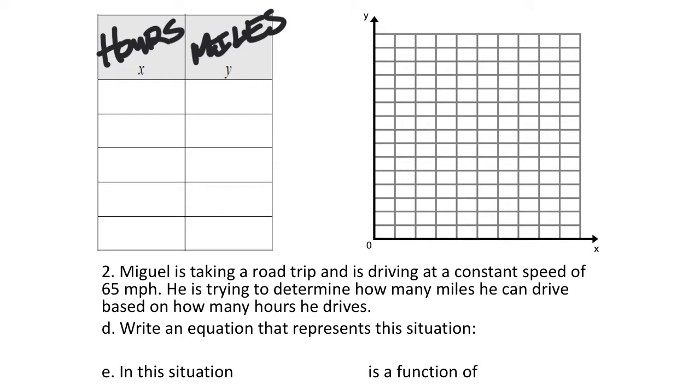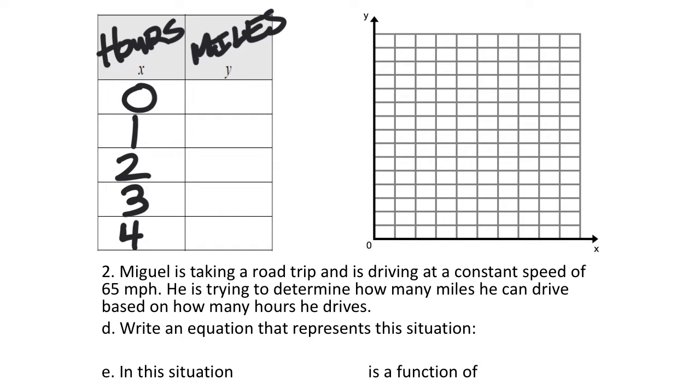So Miguel, he's going 65 miles per hour on this road trip. And we'll get to the equation, but let's finish the table first. And again, you wouldn't go into the negatives because I don't know what negative hours looks like. But besides that, we should only be in quadrant 1 for this type of word problem. So 0 hours. In fact, I'm just going to go by 1 hour each. So 1, 2, 3, and 4.